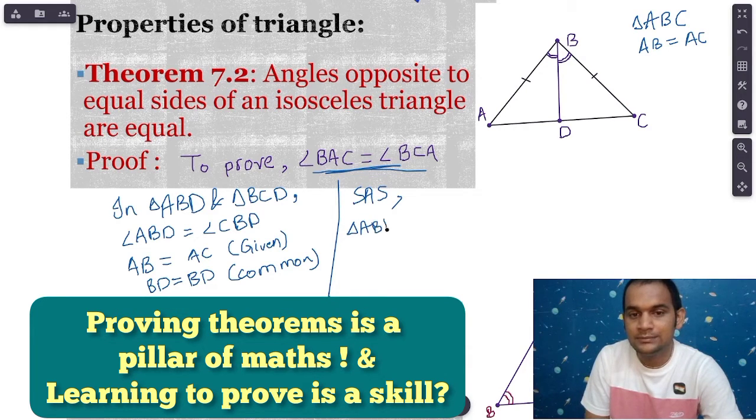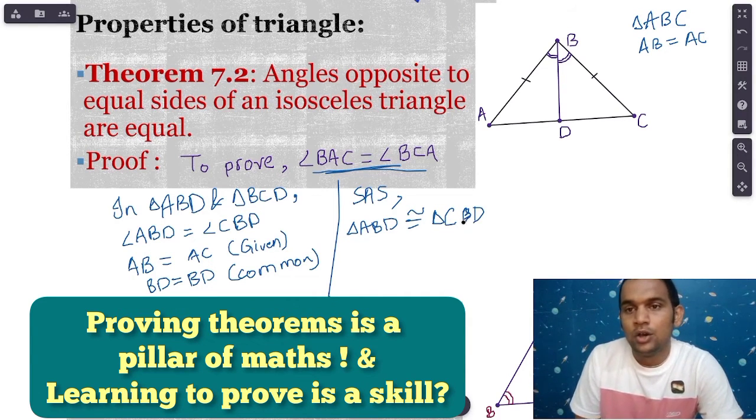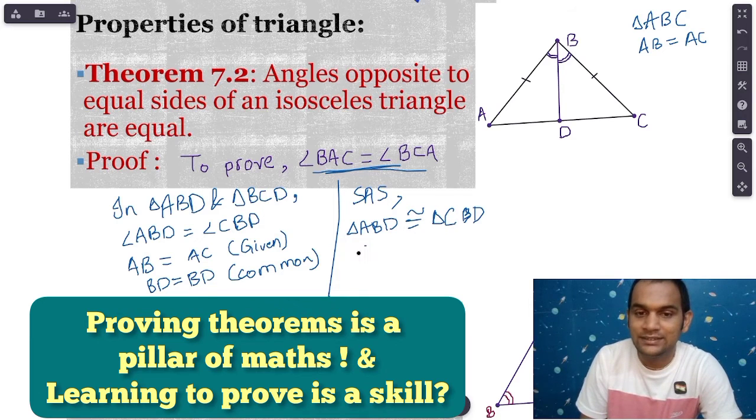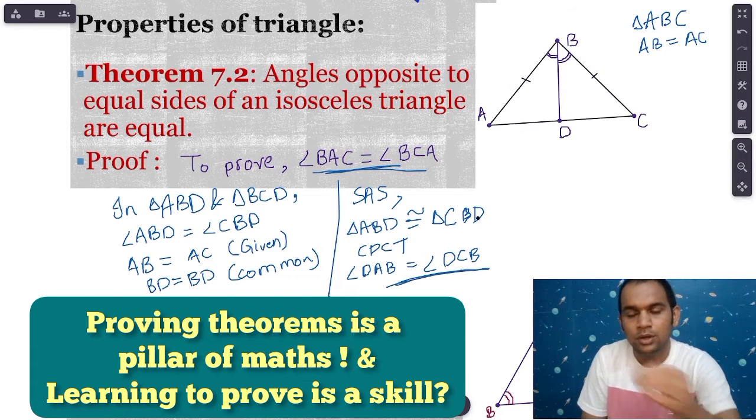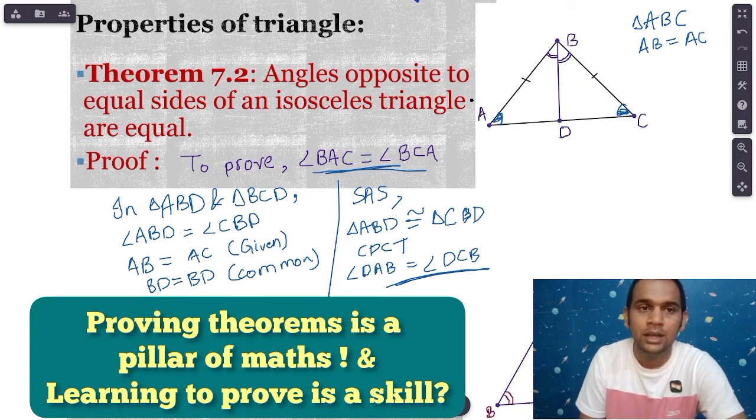Triangle ABD is congruent to triangle. What is corresponding to ABD? A corresponds to C, yes or no? And BD corresponds to BD itself. So CBD. I hope that makes sense. So triangle ABD is congruent to triangle CBD. So by CPCT, we can say that angle DAB or BAD is equal to angle DCB. And that is what we wanted to prove. That means these two angles are equal. So hence the proof. That is what the first property of triangle, which is very important, is talking about.